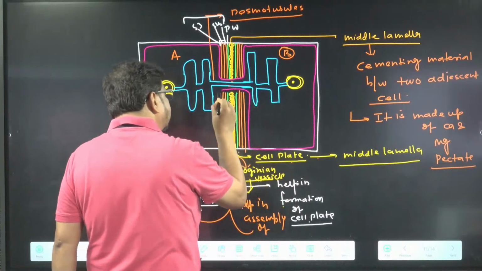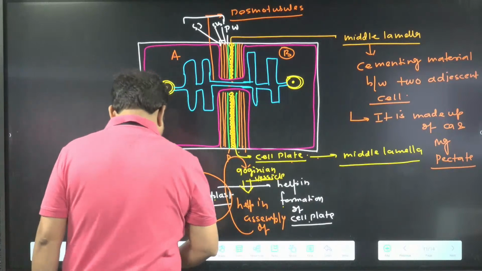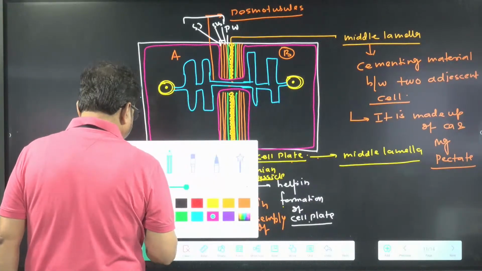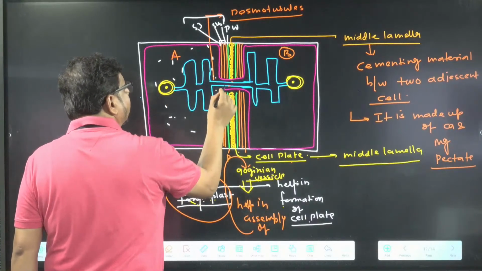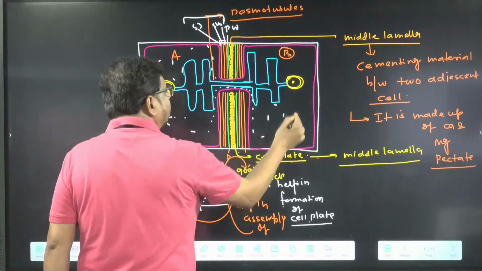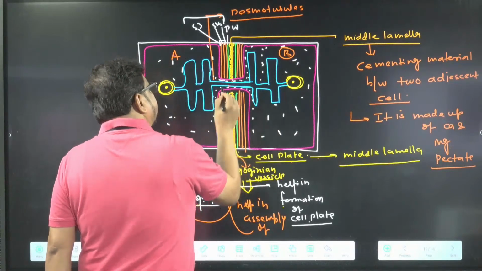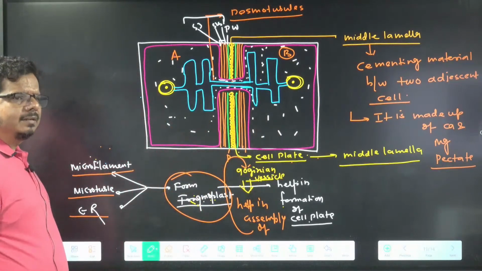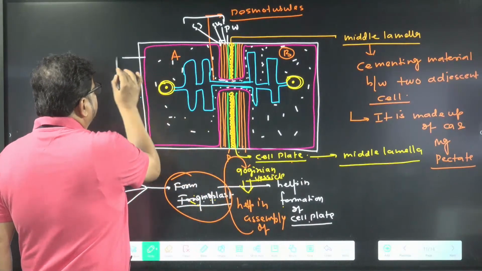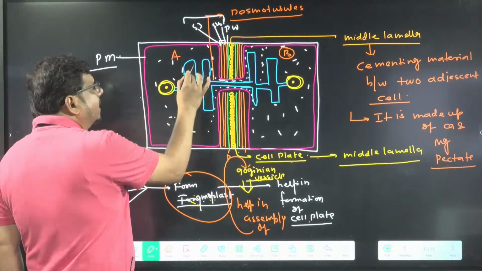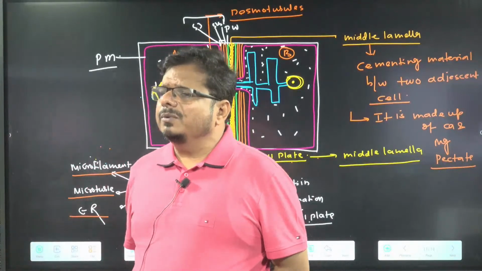Now I am asking a question to you. And here who is there? Cytoplasm is there. And these blue color tubes are the desmotubules. So are you able to understand here that in these two cells, the plasma membrane is discontinuous or continuous? Cytoplasm is continuous or discontinuous?